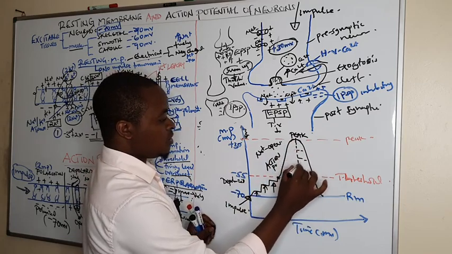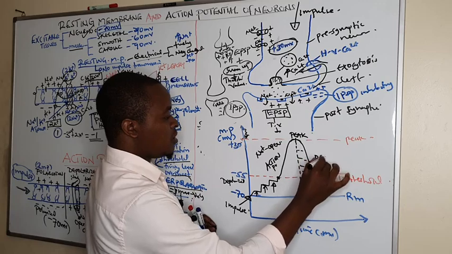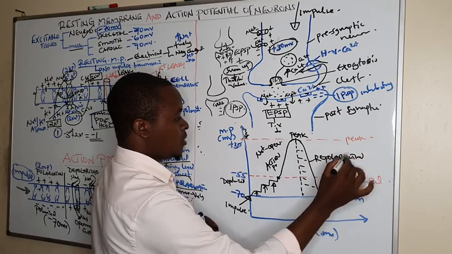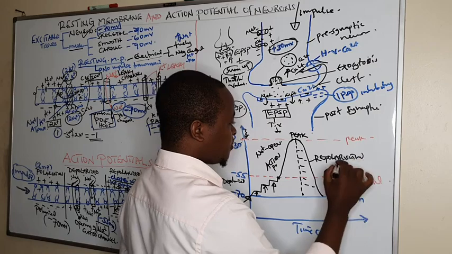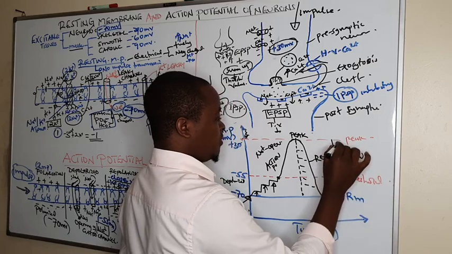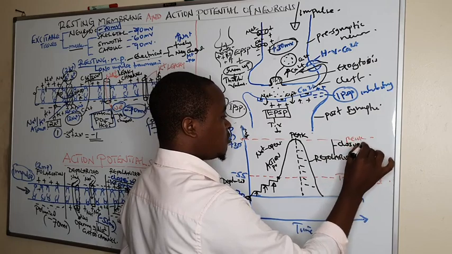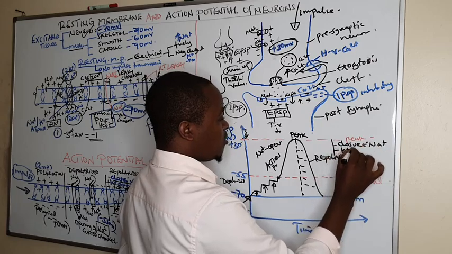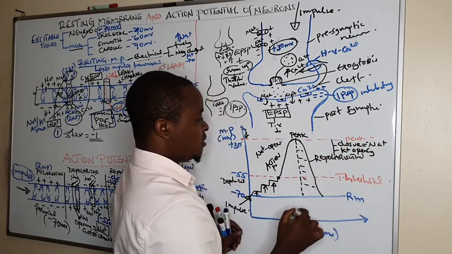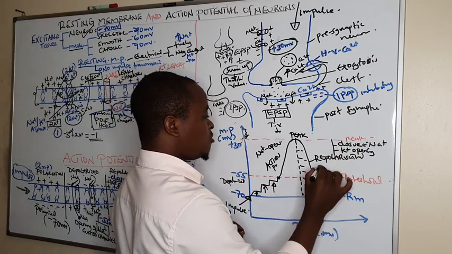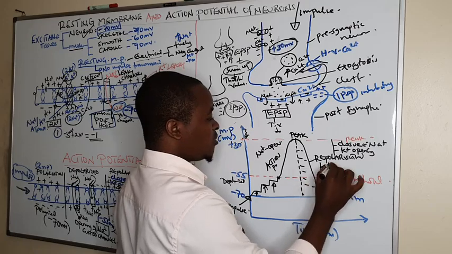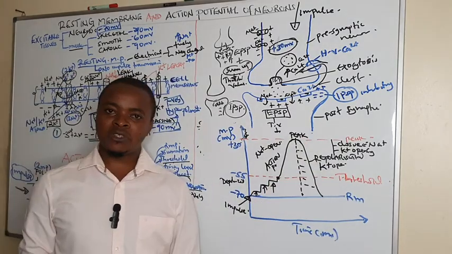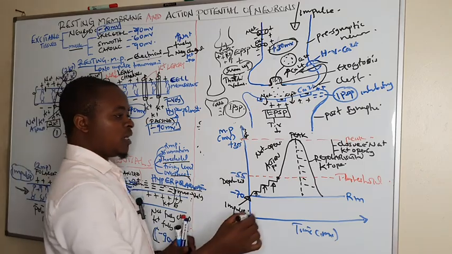So this region is what we are calling repolarization. And this repolarization is contributed by the starting closure of the sodium channels and the opening of potassium channels. Here, repolarization is due to the potassium gated channels being open. They have started to open as we have started closing the sodium, leading to repolarization.